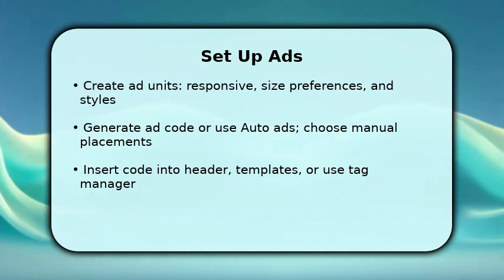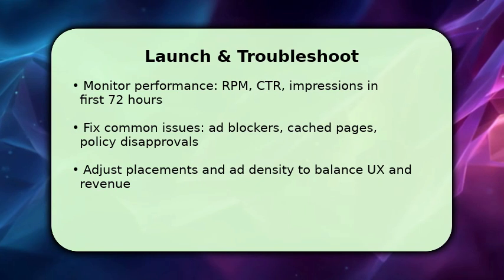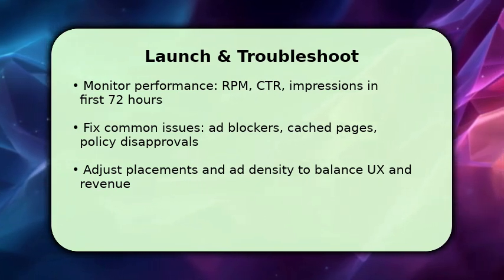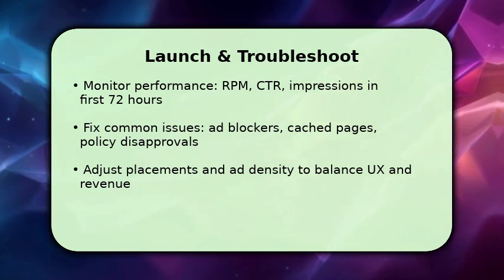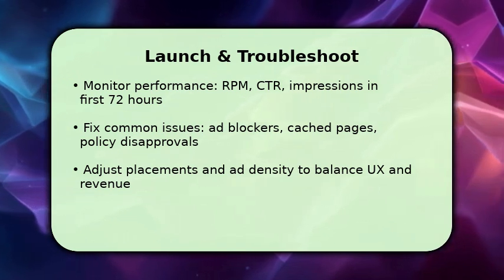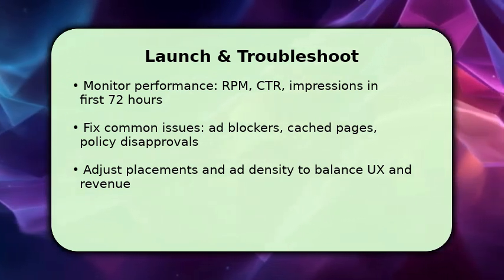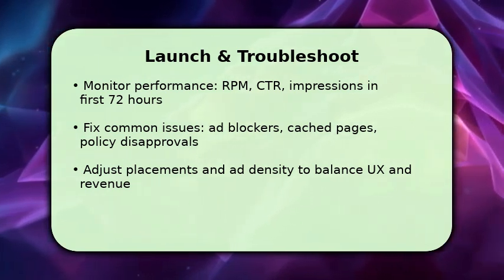mobile. With ads live, monitor metrics in AdSense and Analytics. Look at RPM, CTR, and impressions during the first 72 hours to spot low-performing slots. If ads don't show, check for ad blockers, verify the code in your templates, and clear any server or CDN cache. Also confirm your site complies with AdSense policies if you received a policy warning.